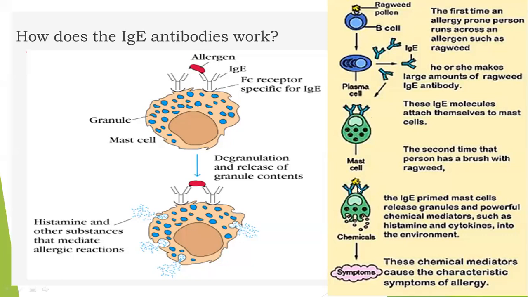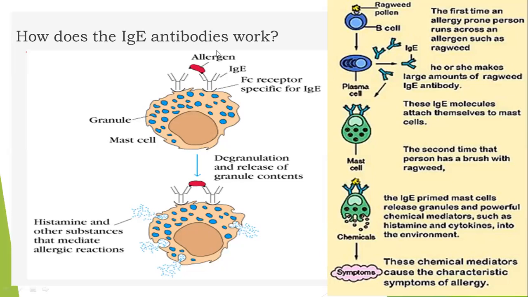And once it is activated by this immunoglobulin, it releases all these chemical contents, with histamine being one of the most significant. So once it releases these, we have all these symptoms, and usually we have symptoms that are characteristic of an allergic response.